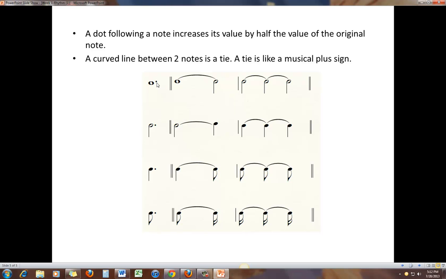A dot following a note increases the value of a note by half the value of the original note itself. So a dotted whole note is equal to a whole note tied to half its value, the half note. A dotted half note is equal to a half note plus half its value, a quarter note. A dotted quarter note is equal to a quarter note plus an eighth note, etc.